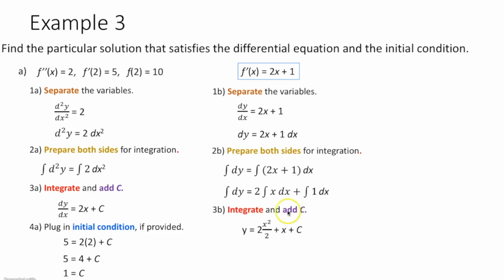So let's go ahead and integrate both sides. This becomes y, this becomes x squared over 2, and this becomes just x plus c. We can then simplify this, and we have the general solution to our given differential equation, this one right here.